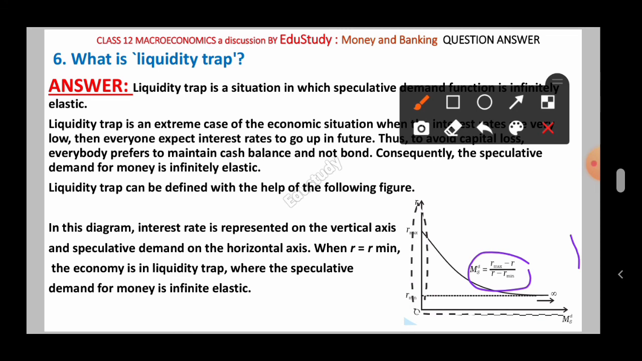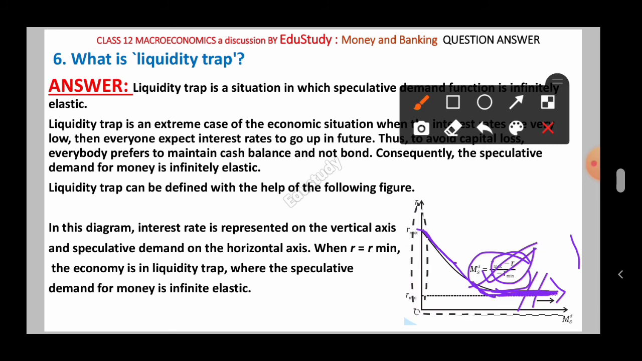MDS means money demand, and it is defined by this formula: R min minus R divided by R minus R min. This is the demand function of money, and it becomes elastic in this part, and this part is the liquidity trap. That means money is trapped in this part. Now nobody will convert their cash into bonds or securities. So that is the liquidity trap.